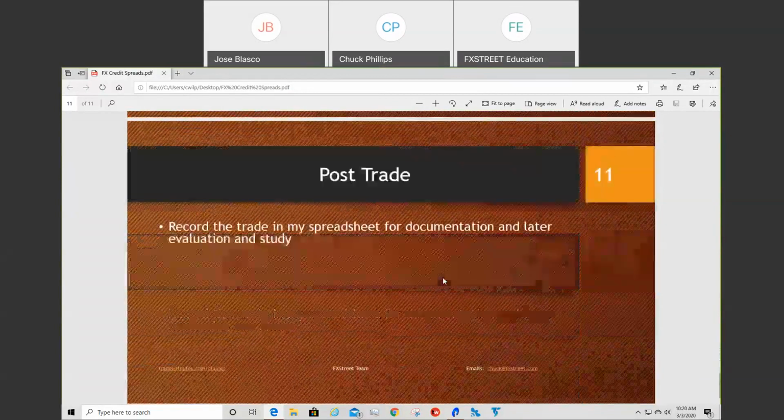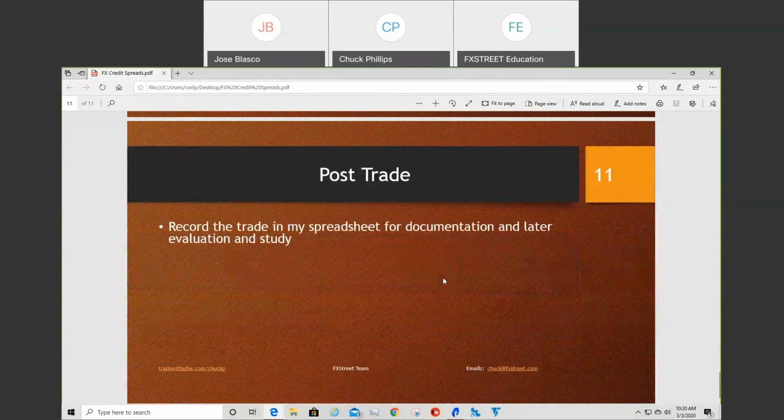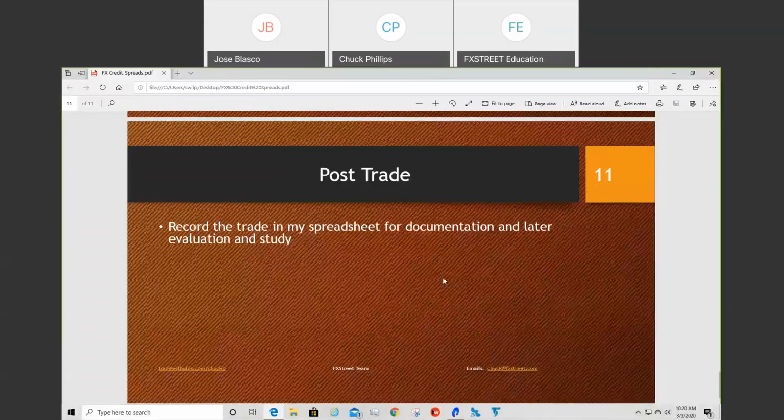Okay, post trade. I always record my trades. I have a spreadsheet that I use. Some people have software that helps with trading journals that can tie into your account, and you can just dump it in there. Some people write it down on a piece of paper. Some people take photos of their trades and write on the chart, take screenshots, whatever works for you. But you have to document all of your trades.